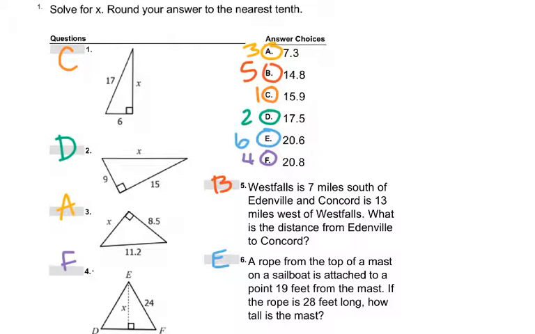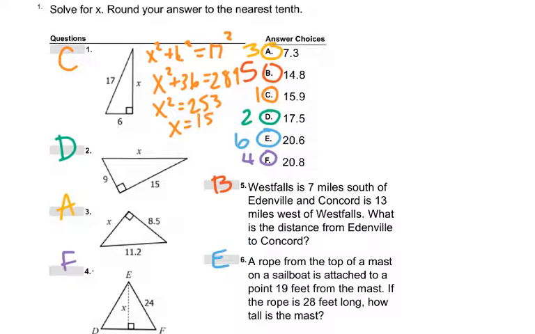So we're just finding Pythagorean theorem. For the first one, it would be x squared plus 6 squared equals 17 squared. So I'm going to get x squared plus 36 equals 289. If I subtract the 36 over, I get 253. And then if I square root both sides, that's how I get 15.9.